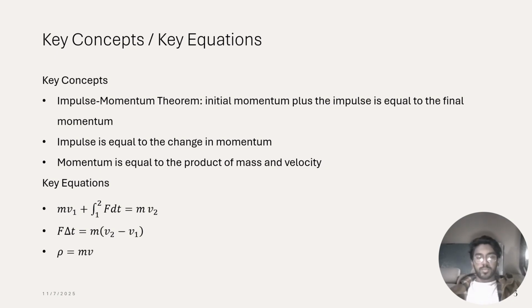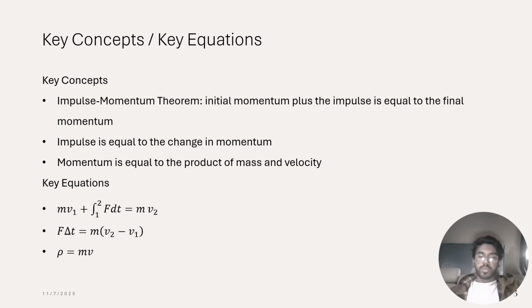The first key concept we need to know is that this is an impulse and momentum problem, so we need to apply the impulse and momentum theorem, which states that the initial momentum plus the impulse on an object is equal to the final momentum of the object. The second key concept is that the impulse is equal to the change in momentum. And the third key concept is that momentum is equal to the product of mass and velocity.